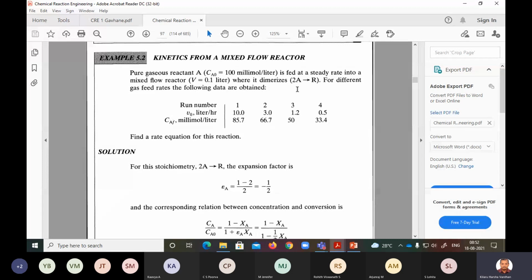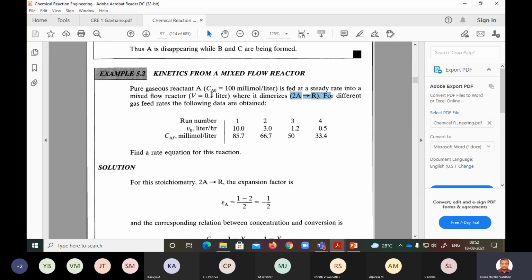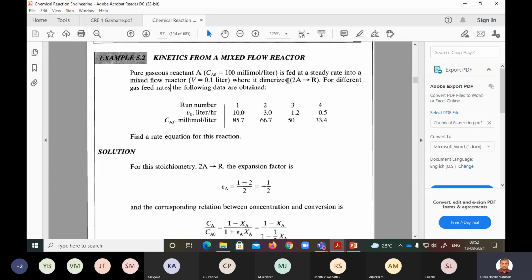So let us calculate the expansion factor because he's giving you gaseous and 2A gives R. He didn't give any inerts present, or pure. So he himself is giving you pure. That means there are no inerts. So you can calculate the expansion as final minus initial by initial. 1 minus 2 by 2 is minus half, right? Because this is decreasing, that is why you get negative.